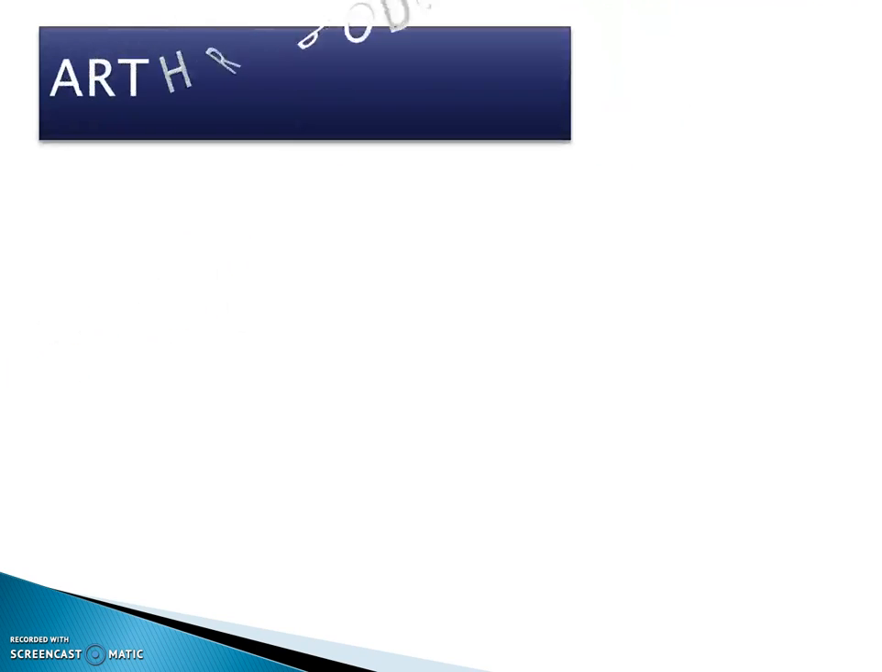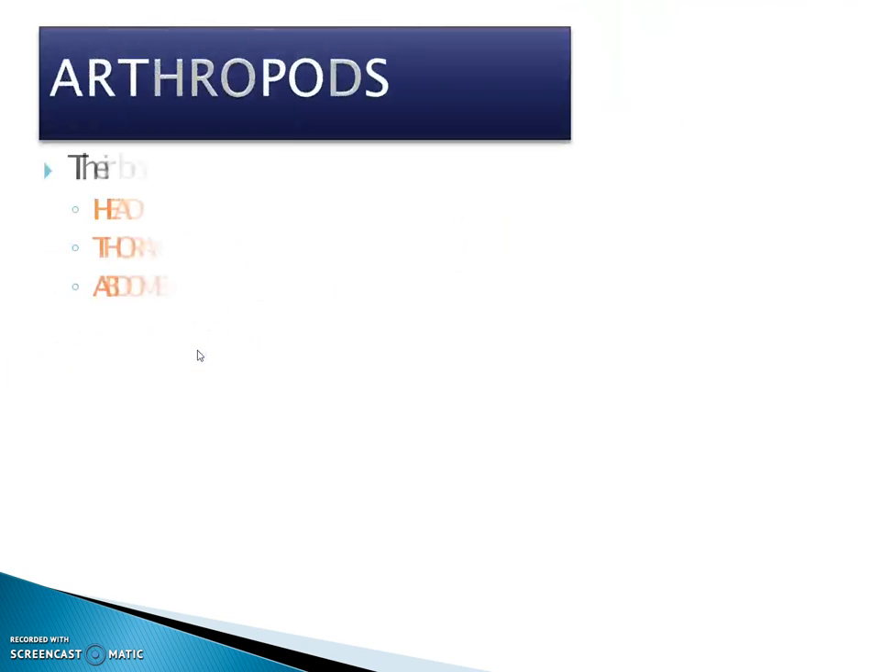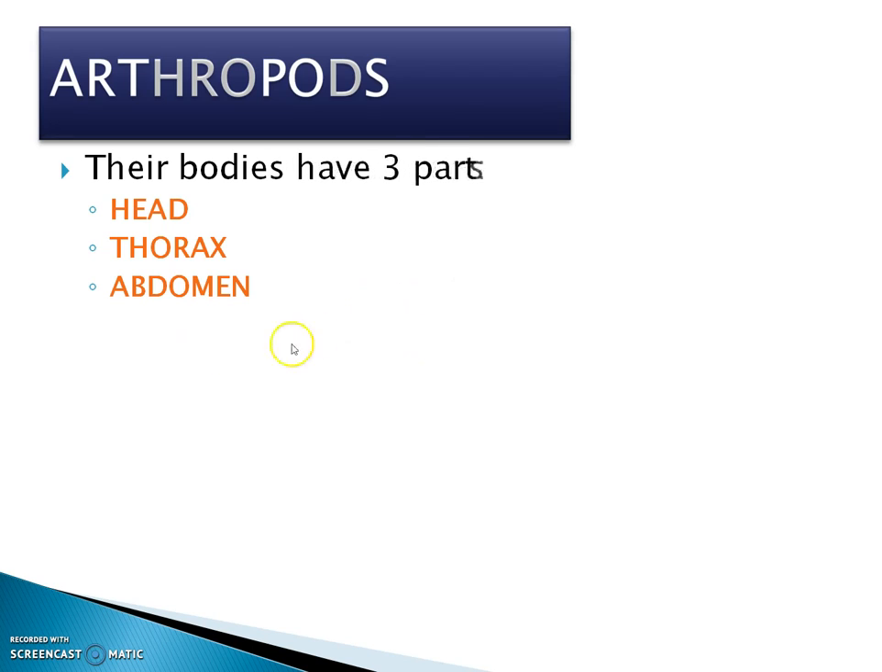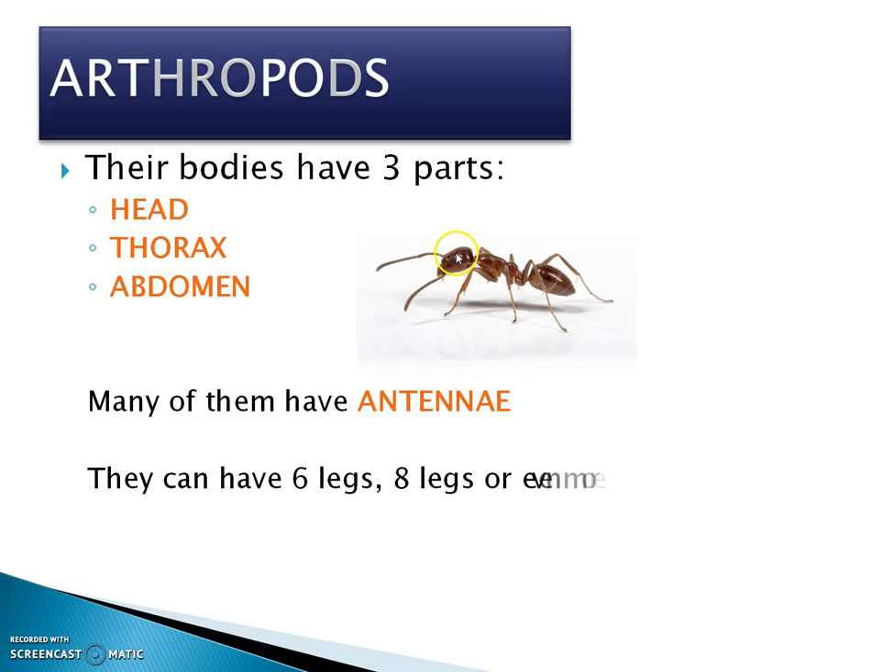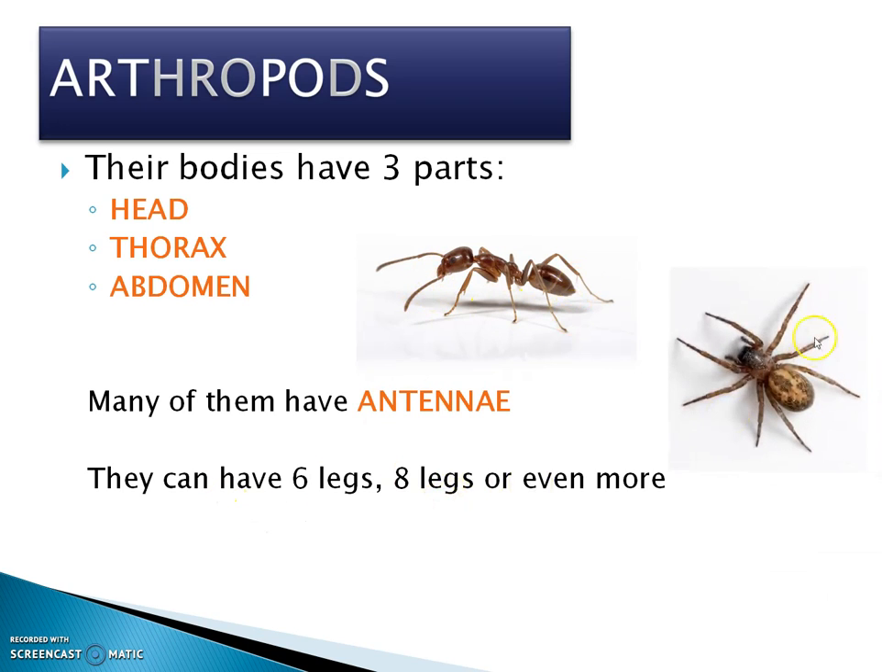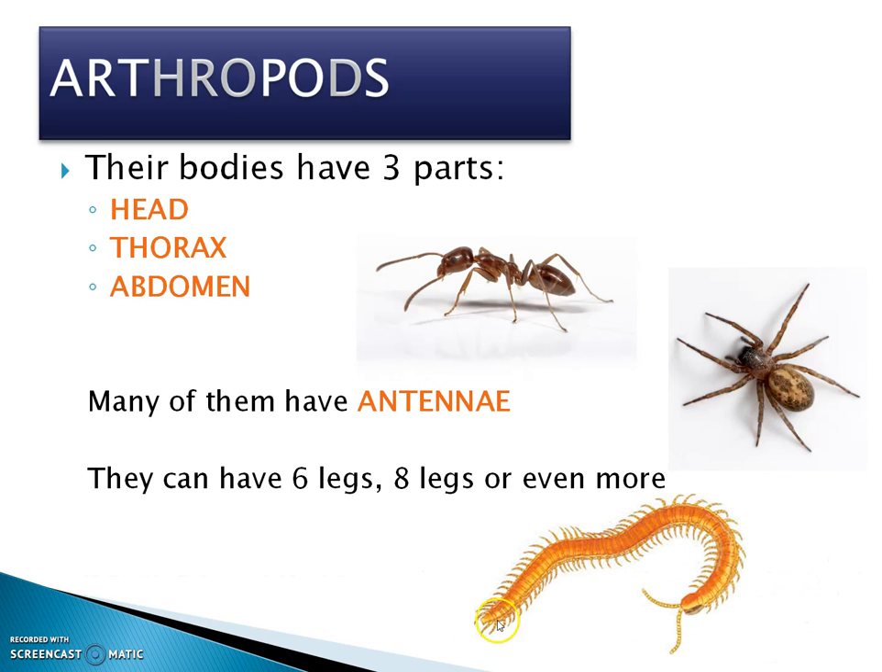Second group, arthropods. Their bodies have 3 parts: head, thorax, and abdomen. Head, thorax, and the abdomen. Many of them have antennae, look. They can have 6 legs, 8 legs like the spider, or even more like this centipede.